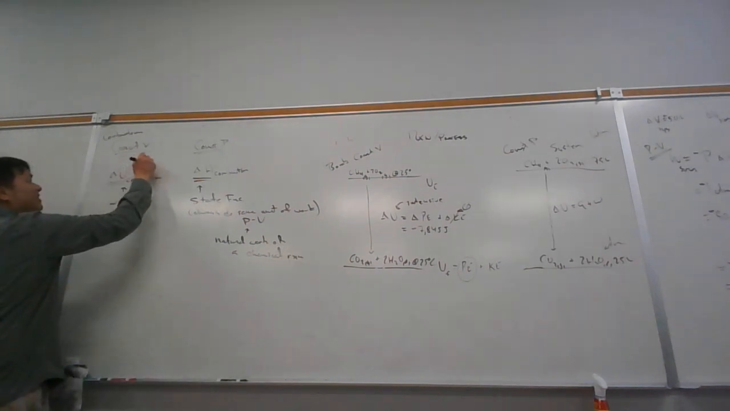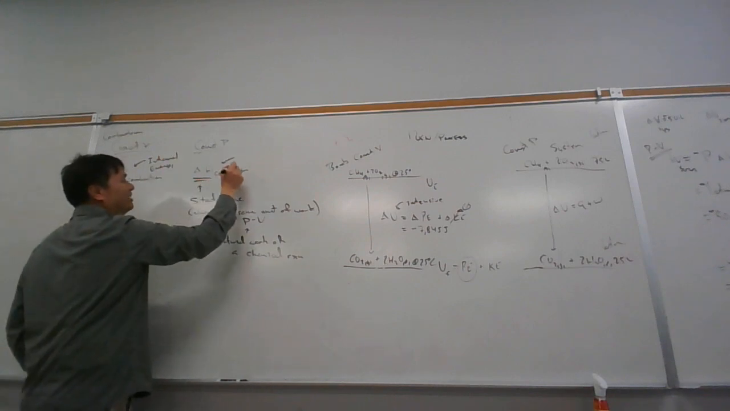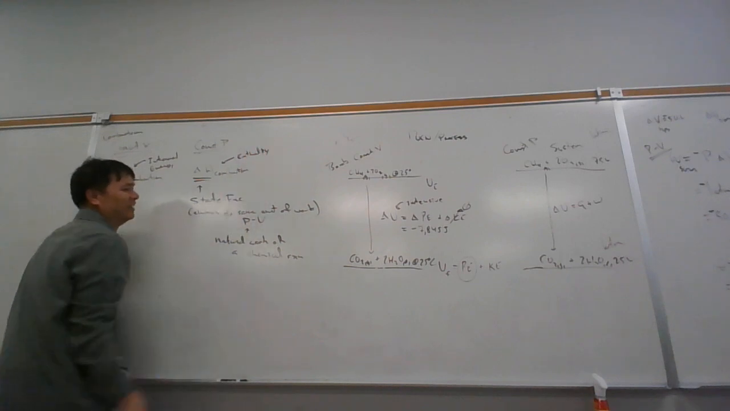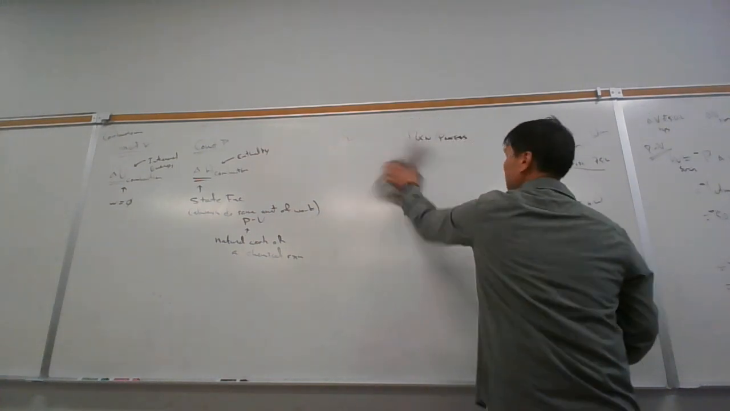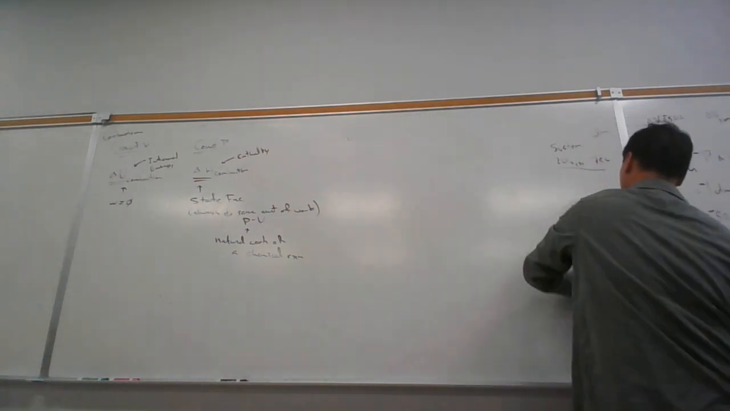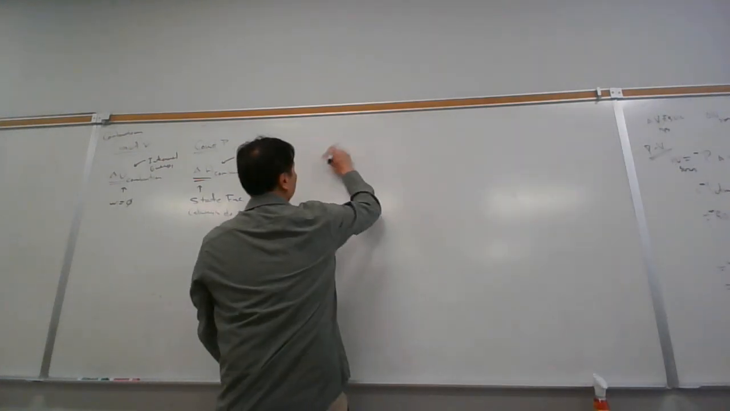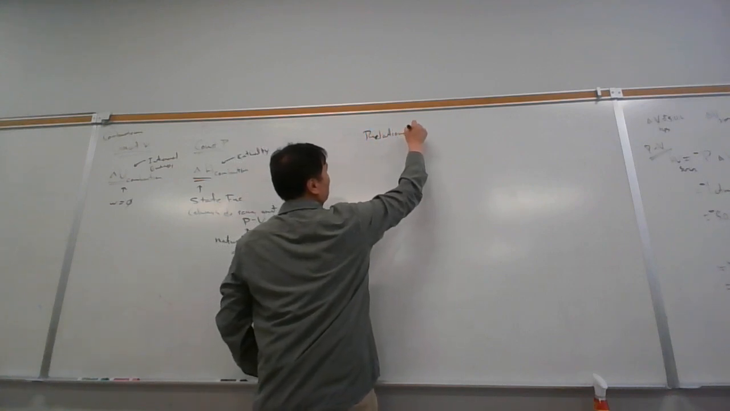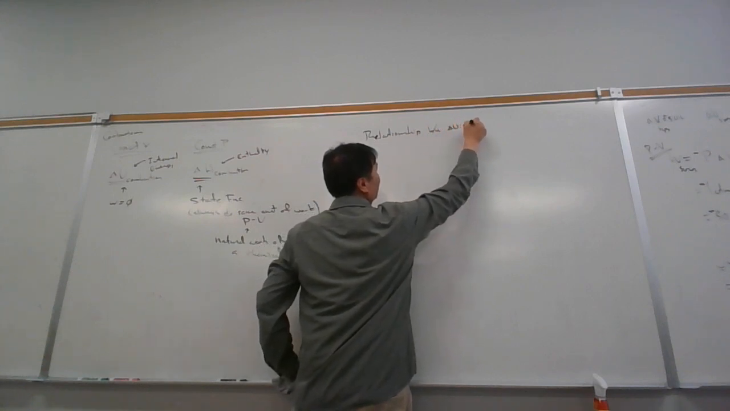Okay, so this U is internal energy, and what is H called? H is called enthalpy. And so what's the difference between internal energy and enthalpy? Well, it's kind of all the same stuff, but let's take a look at it in more detail here. And so let's look at the relationship between delta U and delta H.